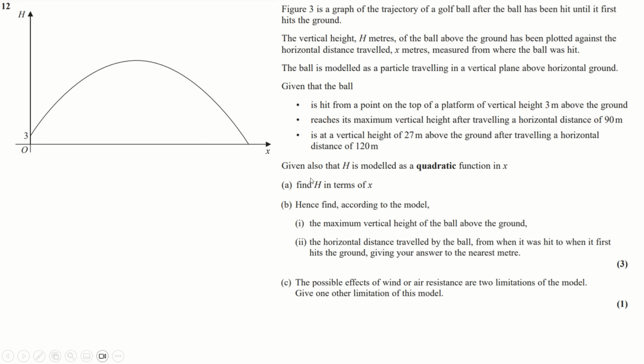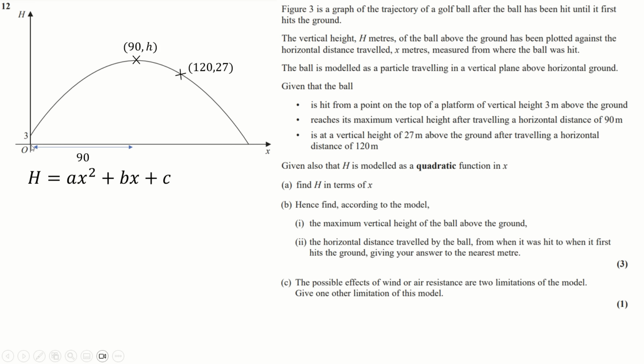Question 12 then, we've got a quadratic. We've been given a bunch of information about it, including that it goes through 0, 3, that it goes through 90 at its maximum point, which we'll just call h, little h maybe. And it also goes through 120, 27. I think this is enough information. Let's just call the quadratic this, ax squared plus bx plus c.